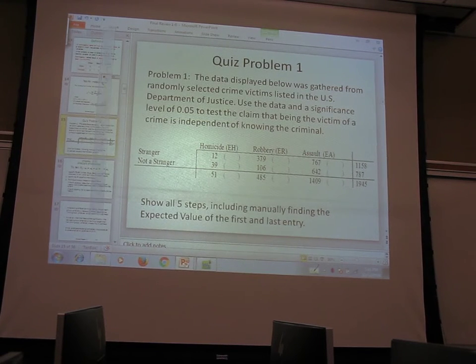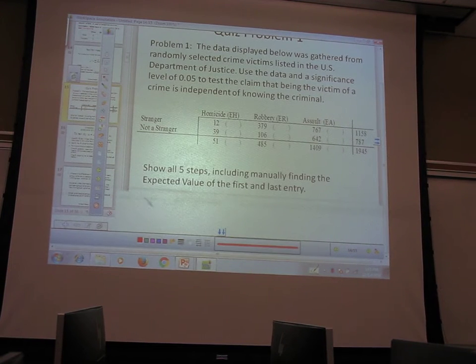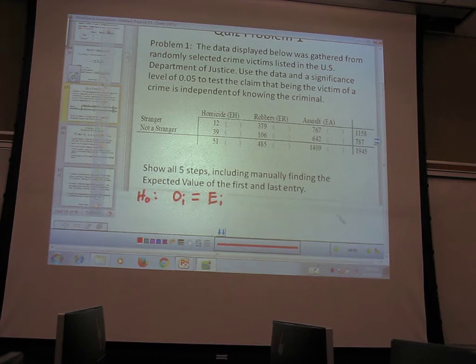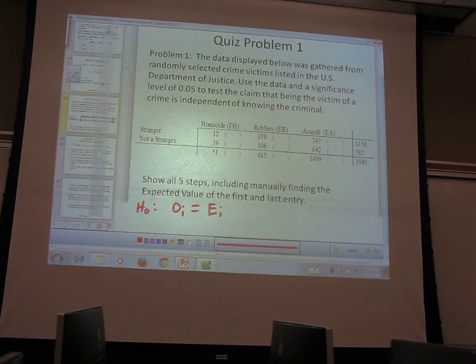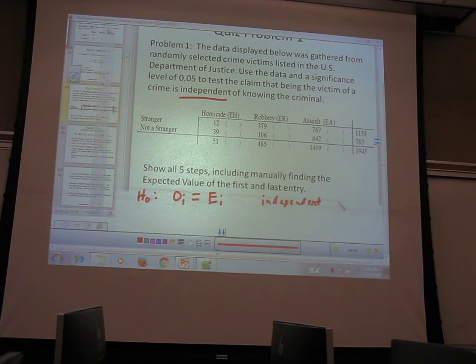So the first thing we're going to do is figure out what our H0 or H1 is. I made it super straightforward. So H0 is what? O sub i equals E sub i, which means that no relationship, independent. You guys kind of follow me? So no relationship, it's independent. That's going to be my claim.